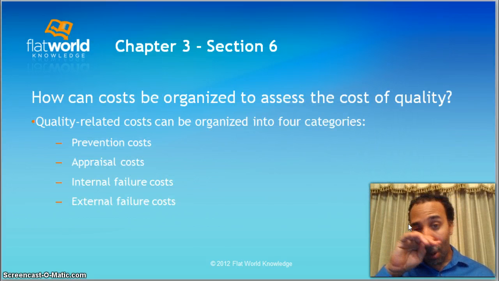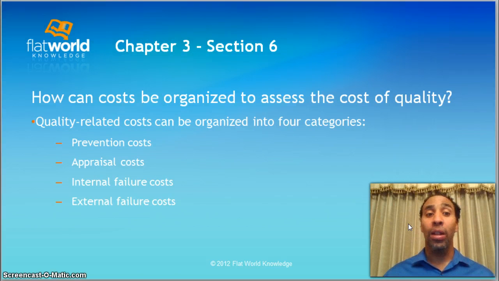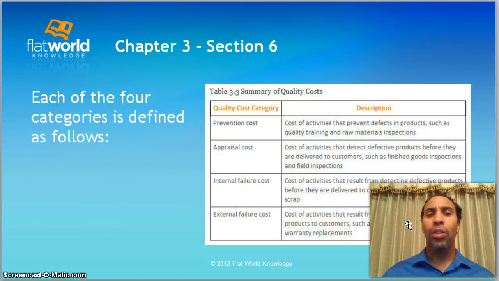So how can costs be organized to assess the cost of quality? Quality related costs can be organized into four categories: prevention costs, appraisal costs, internal failure costs, and external failure costs. And I know we're towards the end of a very long PowerPoint presentation, but these are very, very important, and let me explain why. Each of these four categories is defined as follows. Prevention costs, costs of activities that prevent defects in products such as quality training and raw materials inspections. So we're going to prevent anything bad from happening, which is best and is ideal.